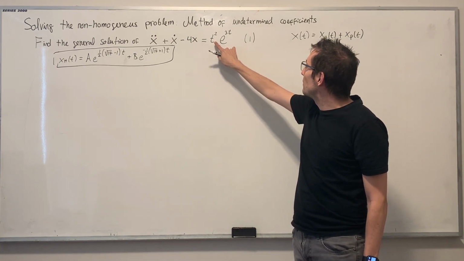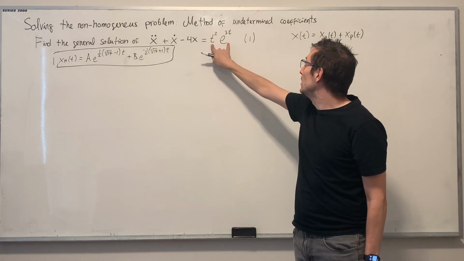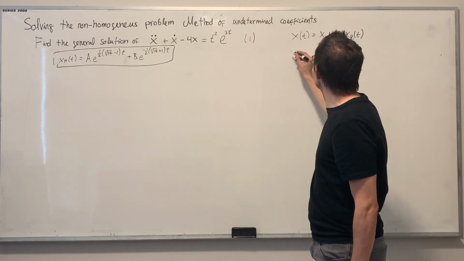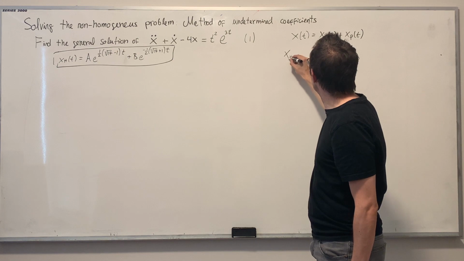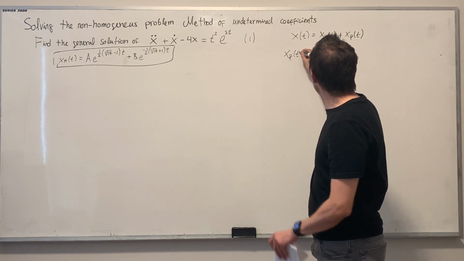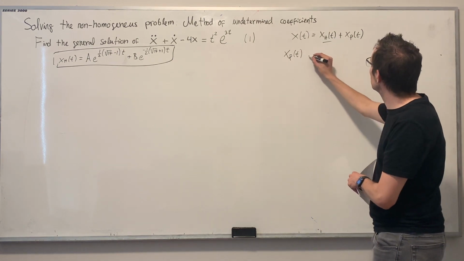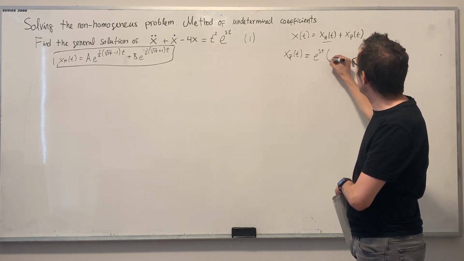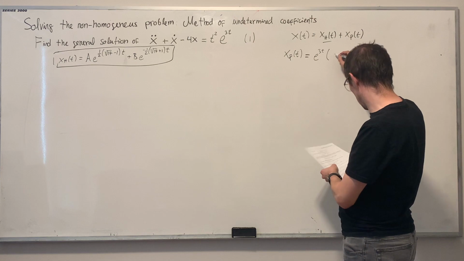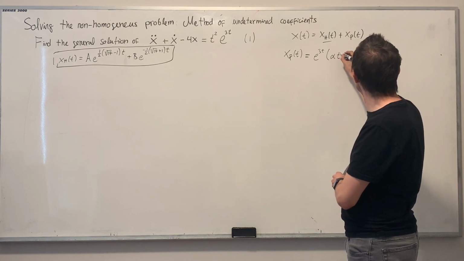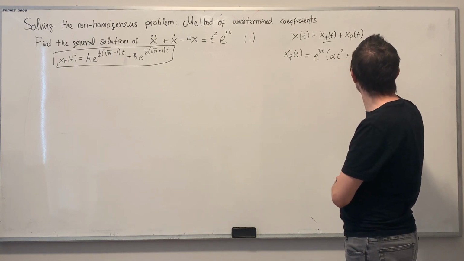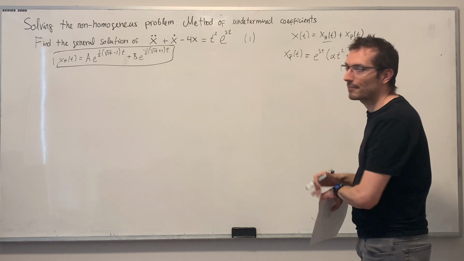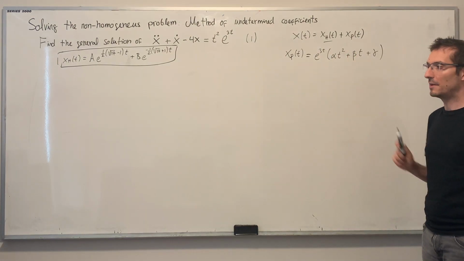And we say that this is a product of a polynomial of order 2 times an exponential. So our ansatz for the particular solution, using the same conventions as in the notes, is the product of the exponential and then a generic polynomial of the same degree. So we have alpha t squared plus beta t plus gamma. All right, and that is the ansatz that we are making.